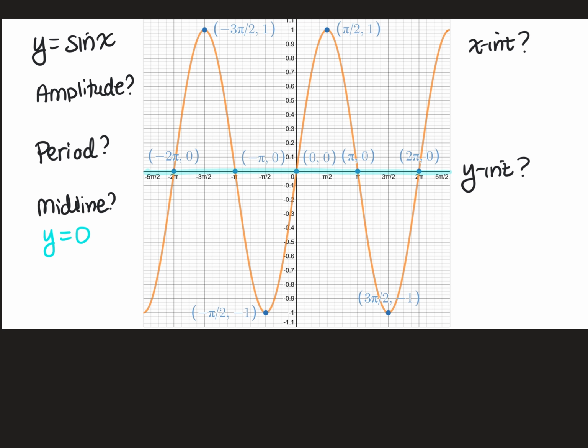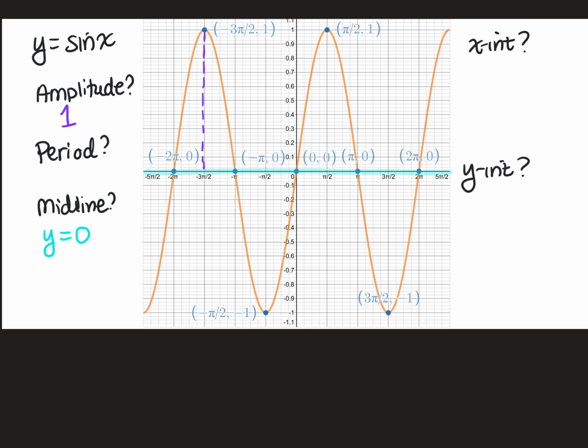All right, next up, I think the amplitude is the next easiest thing to find. So I'm looking at how far the highest point is from the midline. Let me use a different highest point here. How far does the highest point go above the midline? And if you look here, that is where the y coordinate is 1. So our amplitude is just 1.